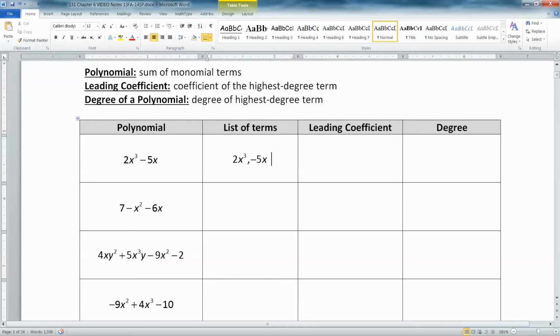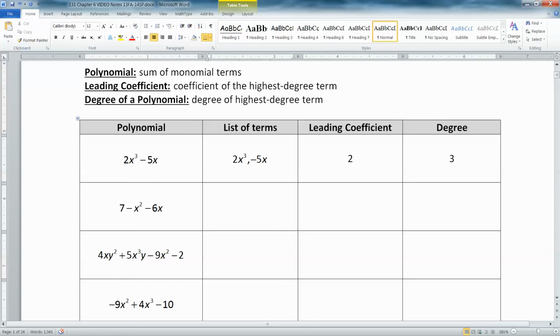Now the leading coefficient, I kind of have this backwards. Let's figure out the degree. The degree of the first term is 3. The degree of the second one is 1. So it's degree 3 because that's the degree of the highest term. And the leading coefficient is the coefficient of the term that has that degree. So the degree 3 term, which is 2x cubed, means 2 is my leading coefficient because it's the coefficient of the term with the highest degree.